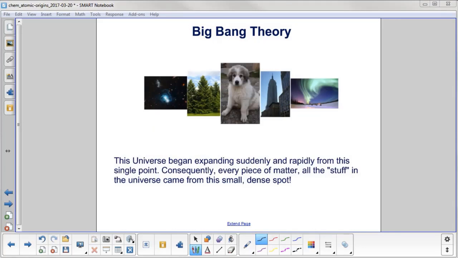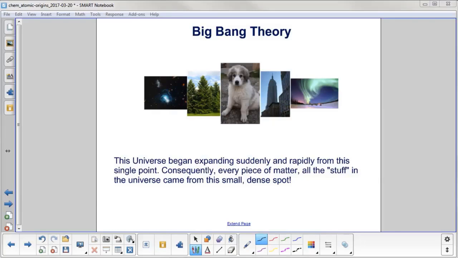The universe appeared. It began expanding very suddenly and rapidly from the single point. Consequently, every piece of matter, all the stuff that we see today, comes from this small, dense spot. Little dog here, aurora borealis, big building, galaxies.